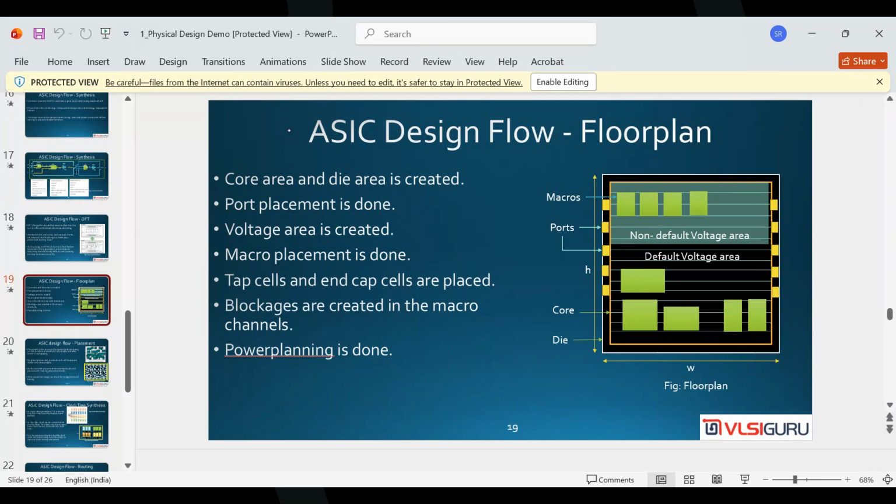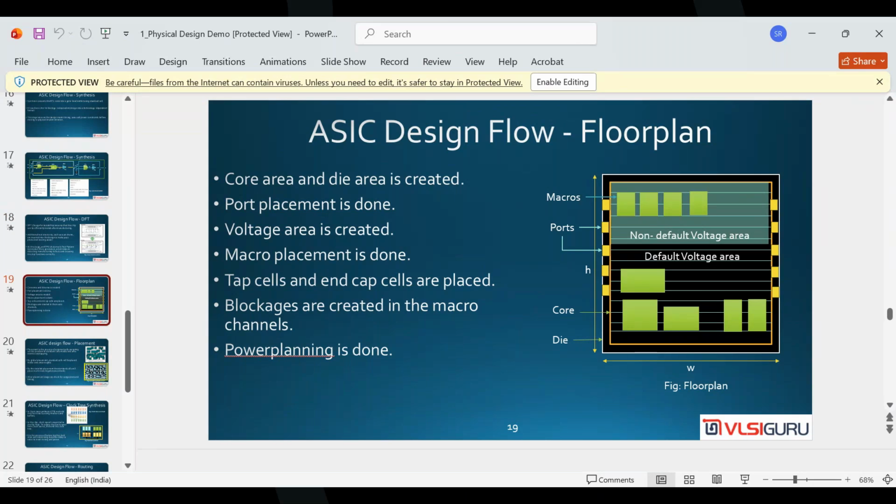The first stage in physical design is floor plan, where we create the die and place all ports, and we create voltage areas. If we are working on a multiple voltage design, we have to create separate voltage islands. We have to place memories. Then there are some physical cells which need to be placed here. You have to create blockages also. What are blockages? If you apply a blockage on a region, there will be no cells placed in that region.